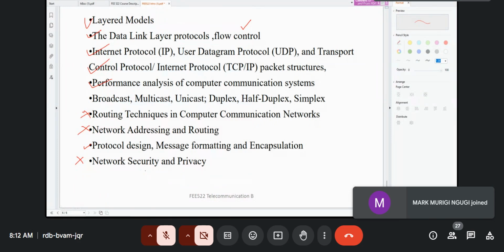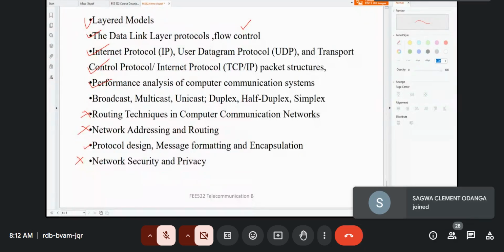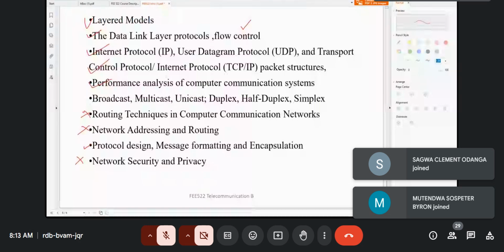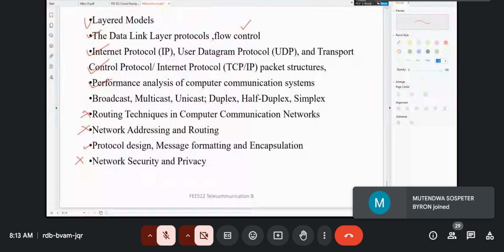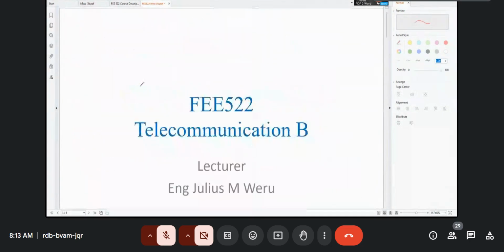Network security and privacy, again, we will look at that area. That's issues with cryptography and authentication and all that. But we are generally going to deal with areas that, as I said, would assist you in performance analysis because that's what the syllabus asks us to do. So that will be exactly what we are going to cover in the 12 weeks.